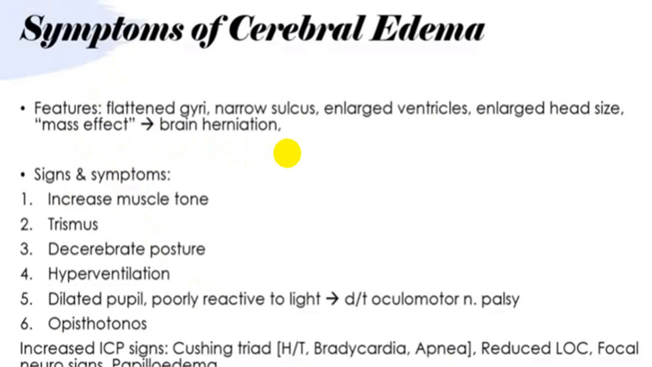But once the herniation starts, you will have damage to different parts of the neurological system, and that will give rise to motor findings, sensory findings, cranial nerve palsy, etc., like increased muscle tone, trismus, decerebrate posture, hyperventilation. Because of damage to the third cranial nerve, you will have a dilated pupil not reacting to light, an oculomotor nerve palsy, opisthotonus. You can have even a little amount of neck stiffness, Cushing triad, which is bradycardia, apnea, and hypertension, altered level of consciousness. Sometimes a person can have focal neurological symptoms and signs, even papilledema, and sometimes complete loss of vision also.